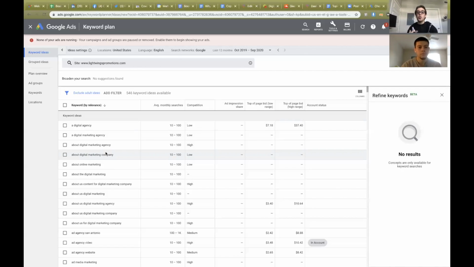If you're running a PPC campaign, that would typically be the strategy you would use in terms of determining what parts of the key phrase would be exact and what parts would be relative, and so on and so forth. But that's a content idea: about Lightwings Promotions, the digital marketing agency for nonprofits and early entrepreneurs. So that's one content idea that you can pull forth.